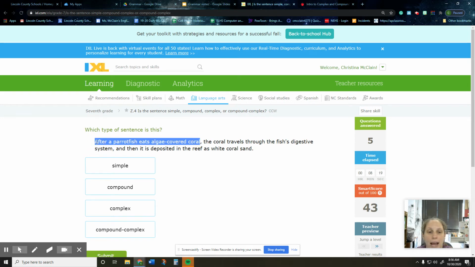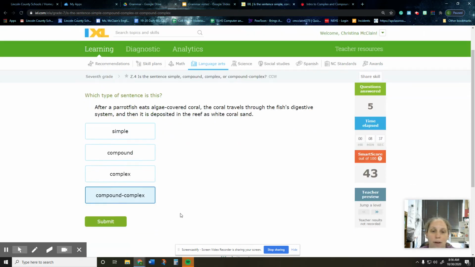All right. After a parrotfish eats algae-covered coral. So after is a subordinating conjunction. Okay. Parrotfish is my subject. Eats algae-covered coral is my predicate. That means that this is a clause and not a phrase. And since it's a clause, this means that it is a dependent clause. So I have a compound complex sentence.